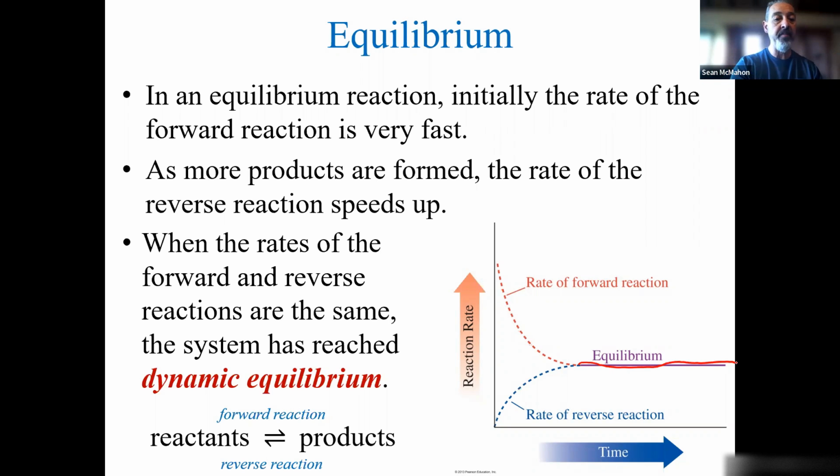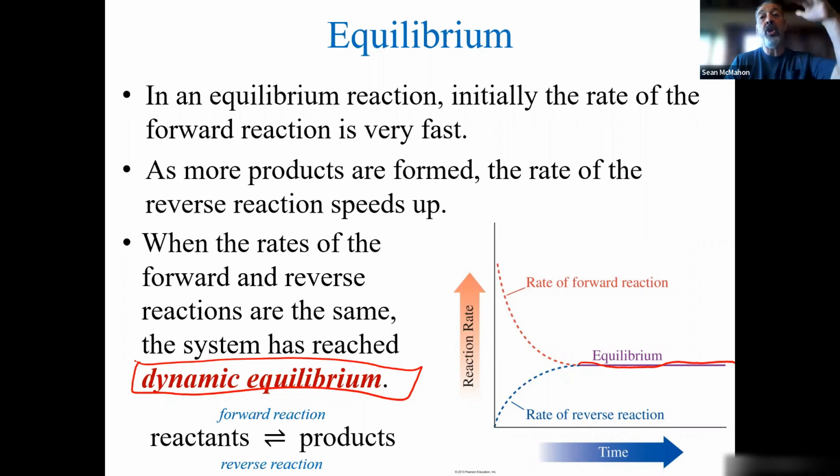When that occurs, I have what's referred to as a dynamic equilibrium. It's dynamic because it's constantly happening. You constantly have reactants producing products. You constantly have products producing reactants, but because they're at the same rate, it maintains the concentration of both sides. One of the requirements for dynamic equilibrium is to have a closed system so that whatever you produce can't escape out and it stays within that system.